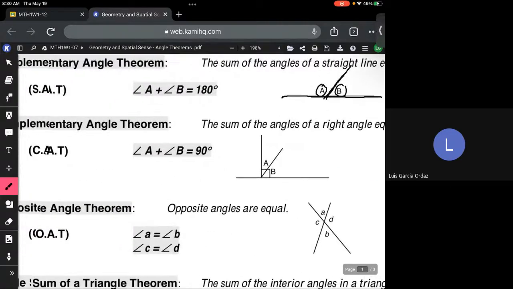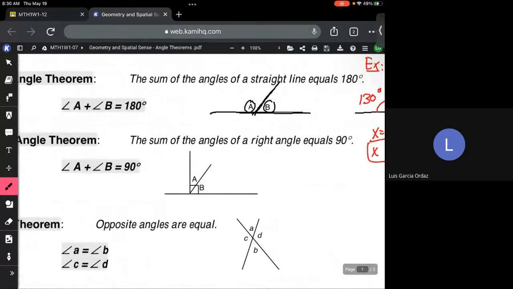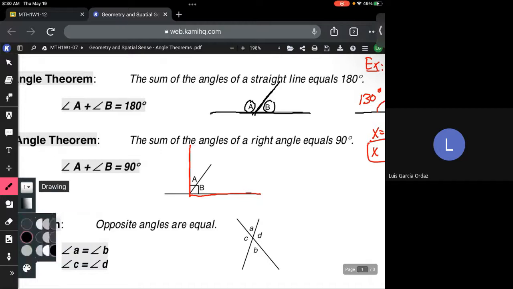Okay, so now there's something called the complementary angle theorem, where you have a line that makes a 90-degree angle, and then you just have a random line that separates both those angles.